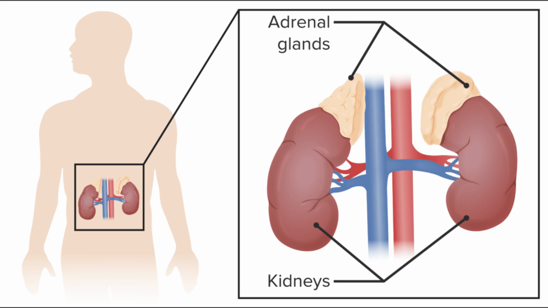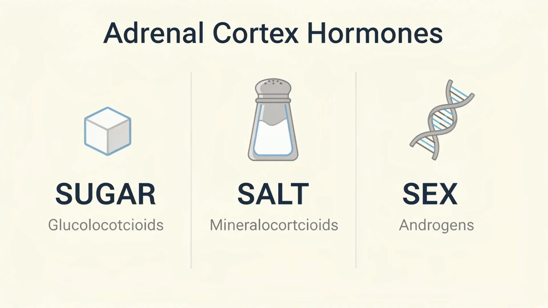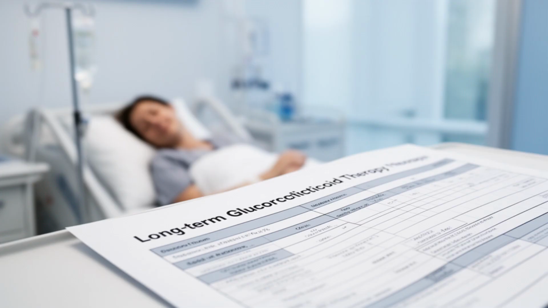It is responsible for secreting three vital classes of steroid hormones, often remembered as sugar, salt, and sex. Glucocorticoids, primarily cortisol, regulate sugar metabolism. Mineralocorticoids, like aldosterone, manage salt and water balance. Androgens regulate sex characteristics. Cushing syndrome represents a cushion of excess cortisol.